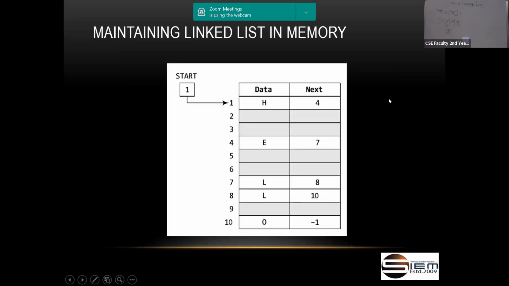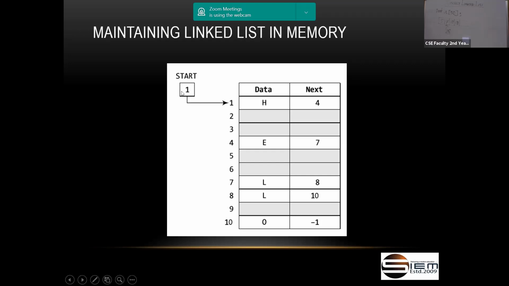Why are we saying that they need to be linked together? The memory allocation will tell you that. Suppose these are the memory addresses 1 to 10. This is the data part and this is the next part. Start is the special pointer which stores the address of the first node. Here it is 1, but that is not compulsory. It can be another value also, because a linked list is dynamic. It is not like an array. It can start with 5 also. No problem. In this case, it is starting with 1.